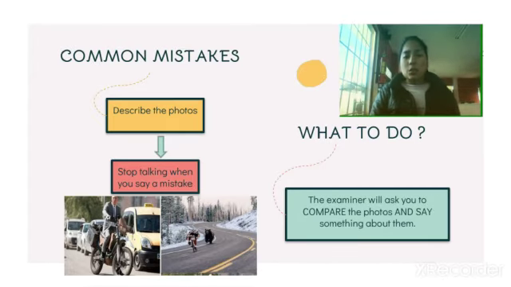So what to do to avoid these mistakes? The photos are always different, but the process is always the same. The examiner will ask you to compare the photos and say something about them. Don't forget, compare and not describe.